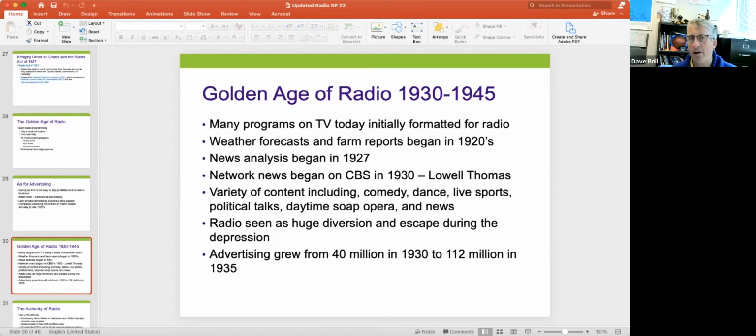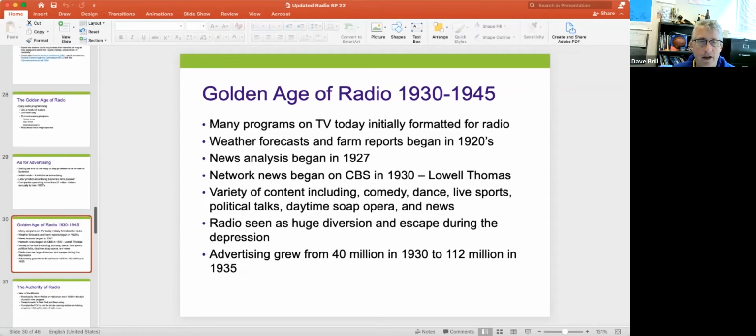But again, think about when COVID hit in March of 2020. What did we do? We literally went either to video games or Netflix, right? That was our diversion. Well, in 1930, when 1 out of every 4 Americans is out of work, and it's arguably the worst financial downturn we've ever had in our history, radio became the entertainment. Film became the entertainment. And you can see advertising grows from 40 million in 1930 to 112 million in 1935. Just staggering numbers for that day and age, right? Because people were tuning in to radio programming. It kept growing.